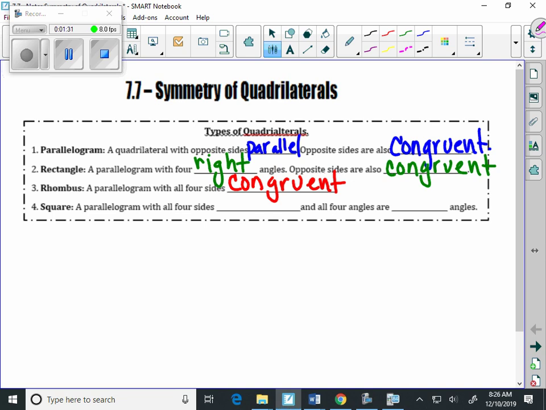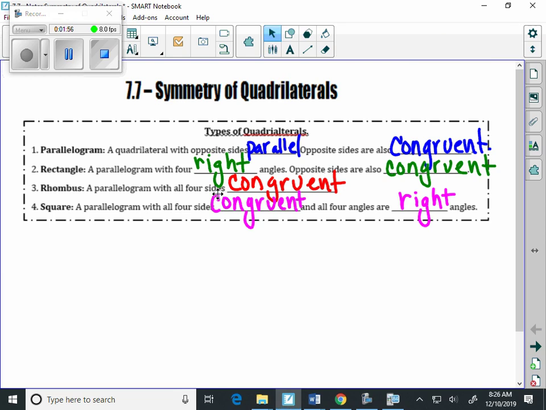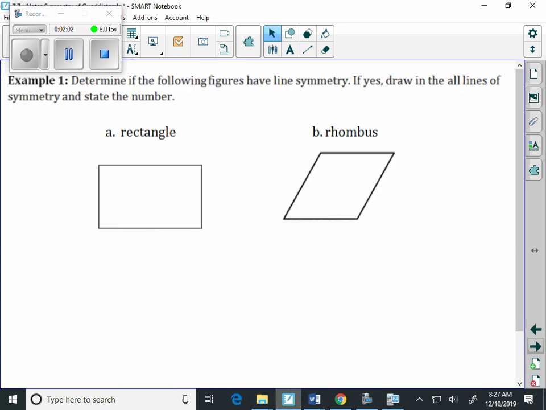But the features that we want to remember when we get into symmetry in a couple minutes are, it's a parallelogram with 4 sides that are congruent and 4 angles that are right angles. So those are some of the features that we need to remember as we look at our symmetry. So we want to determine if the following figures have line symmetry. If yes, we're going to draw in all the lines of symmetry and state the number.